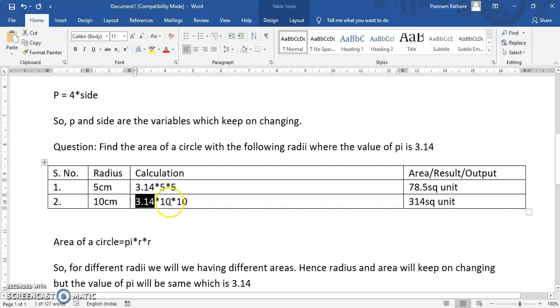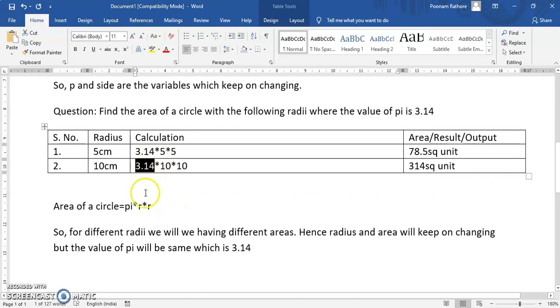So with this, you can understand that radius and area are changing, so they are variables, and whatever is not changing is a constant. Constant means fixed. It will not change during program execution. So these are the two things that we need in our program. I think it has cleared to you what is a constant and what is a variable.